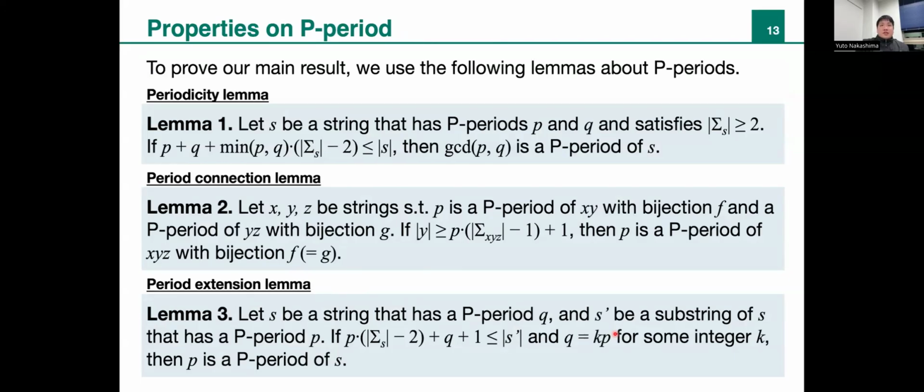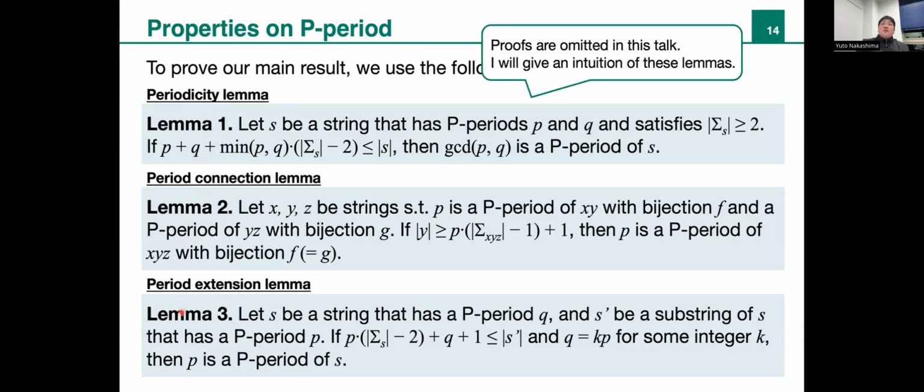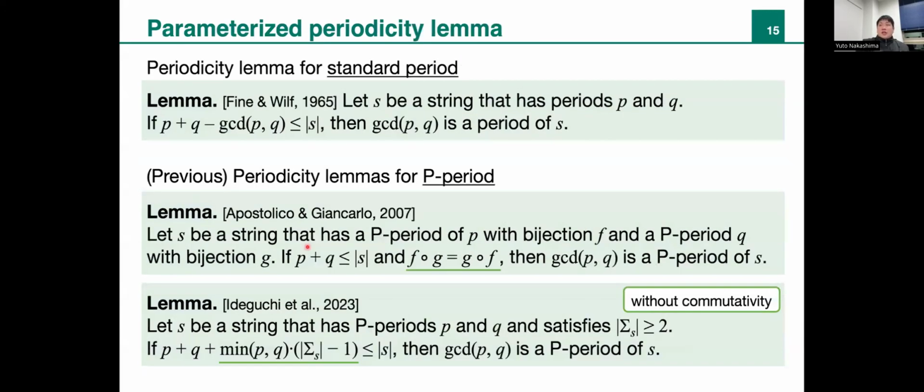To prove our main result, we use the following lemmas about parameterized periods. The first is the periodicity extension of the periodicity lemma. The second is the period connection lemma. The third is the period extension lemma. The proofs of these three lemmas are omitted in this talk, but I will give an intuition of these lemmas. Let's start from the first lemma, the periodicity lemma.